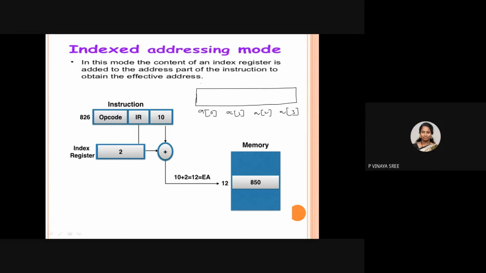Let us consider the starting address of this array is 2000. Next will be 2001, next will be 2002, next will be 2003. Let me also fill in some elements: 1, 2, 3, 4.